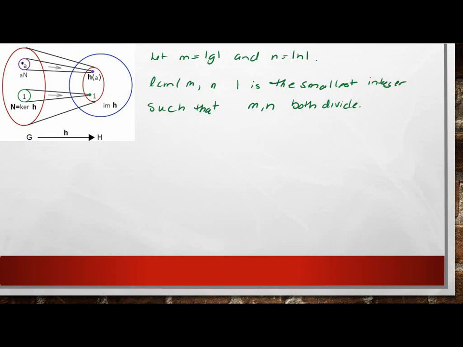So if I set M to be the order of G and N to be the order of H, then the LCM of M and N is the smallest integer such that, that's the definition of LCM, both M and N divide it. And therefore, the LCM can be represented as M times R, for some R, and N times S, for some S. And that's just the definition of dividing.